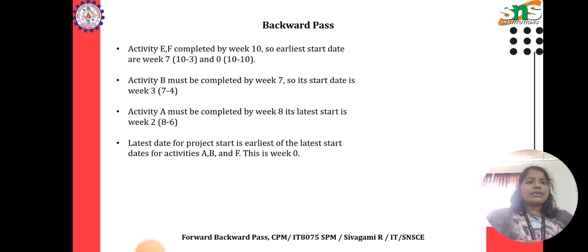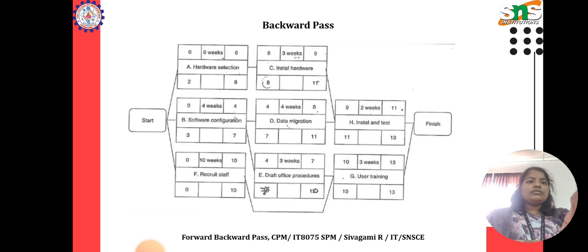The latest date for the project to start is the earliest of the latest start dates for activities A, B, and F. This is week 0. Here I give a flowchart for the backward pass.